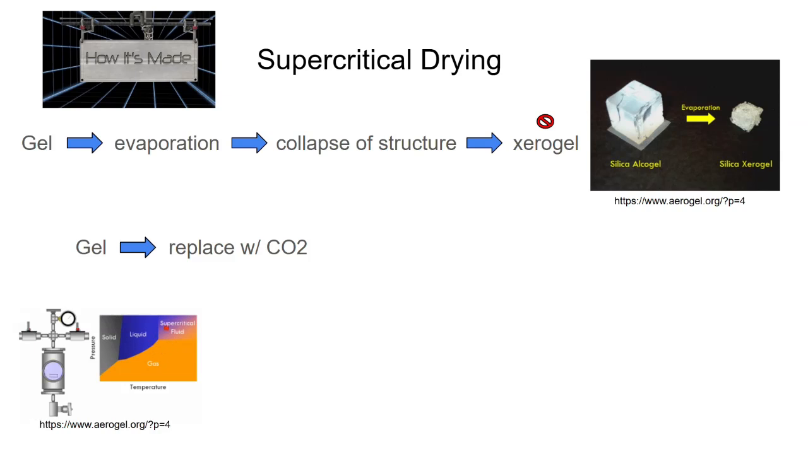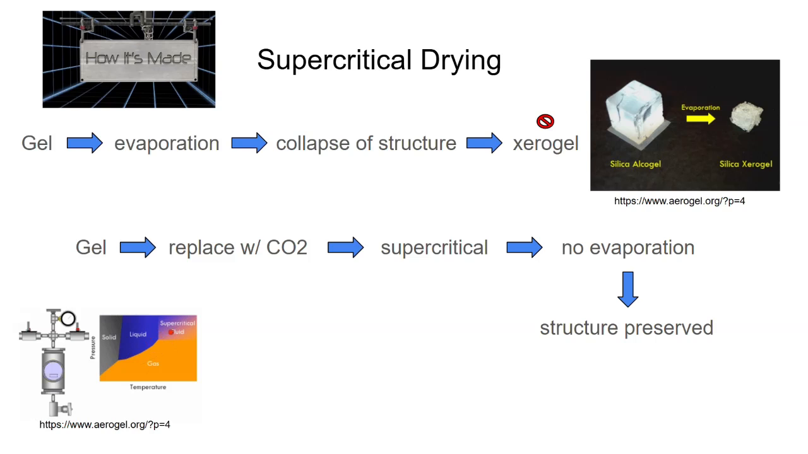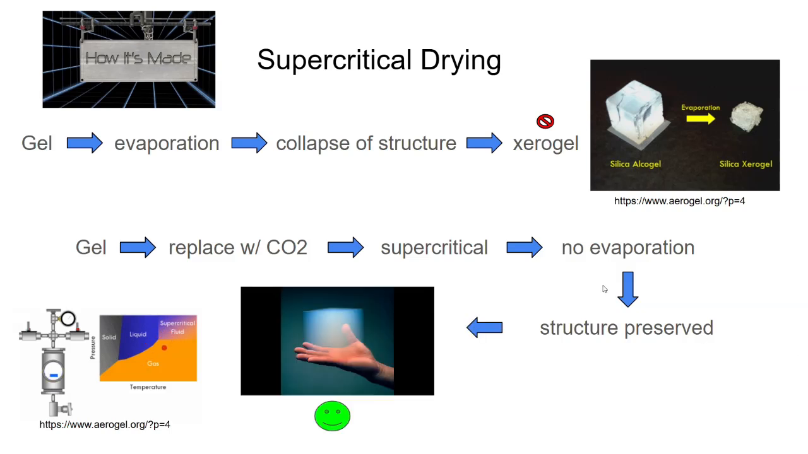Next, higher temperatures and pressures are introduced in the chamber in order to bring the CO2 past its critical point into a supercritical fluid. Here, there is no distinction between liquid and gas, no evaporation, and thus, no forces to damage the structure. Finally, pressure is gradually released until all the CO2 goes from supercritical to gaseous, and what is left behind is the blue substance that is aerogel. Now we'll move on to what makes aerogel so interesting, its properties.